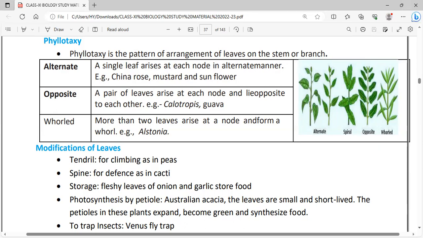And opposite is that from each node two leaves will be arising, and spiral and whorled, in whorled from each node many leaves will arise, and that will be arranged in a circular arrangement. So that is called whorled phyllotaxy. I hope आपको डायग्राम से क्लियर हो रहा है.